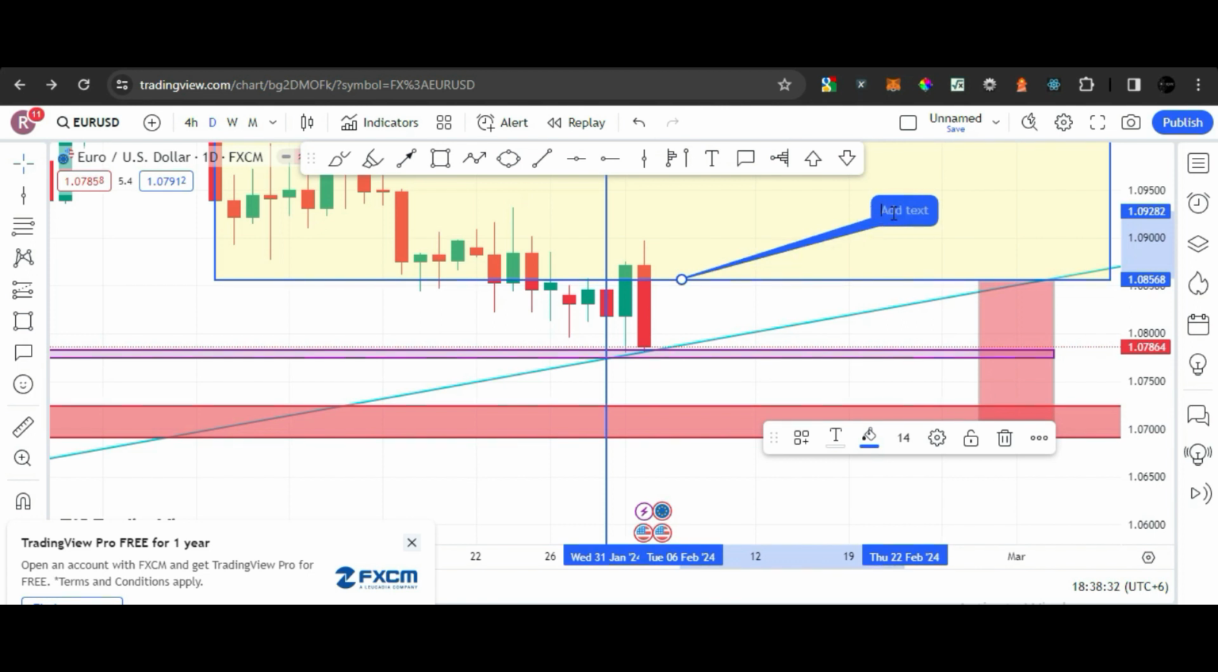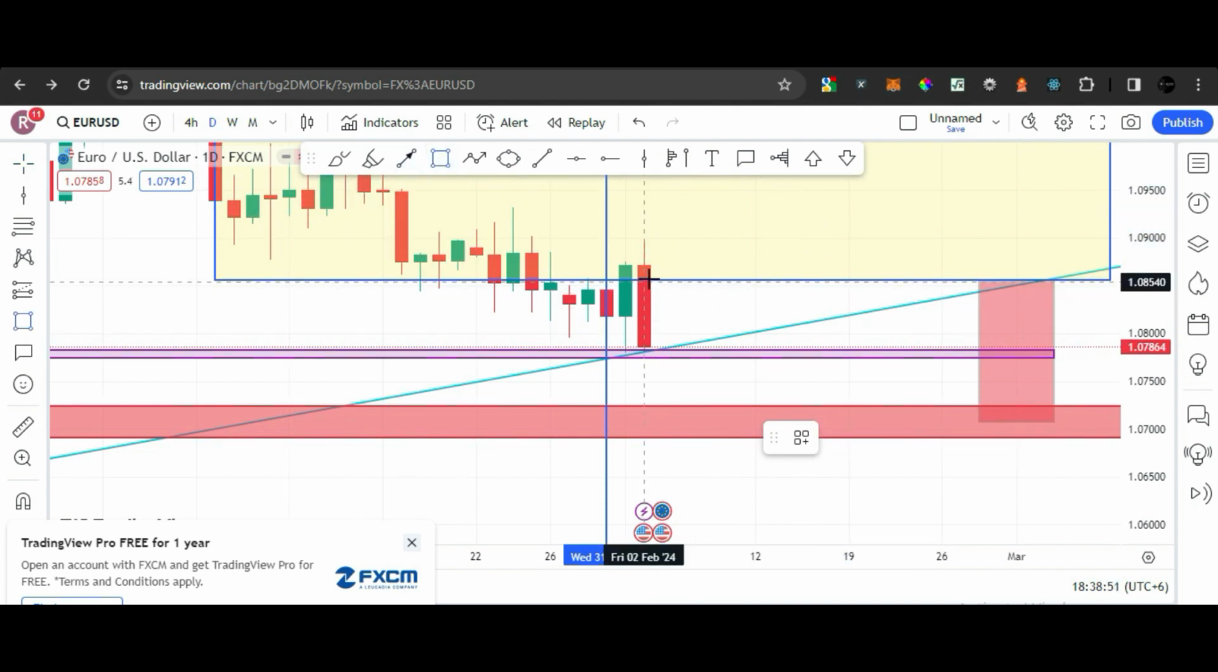I will do short at 1.08 because it needs to mitigate this area. If it even wants to come, this is the only liquidity we left in the day time frame. Let me mark it. That is the best thing to do.